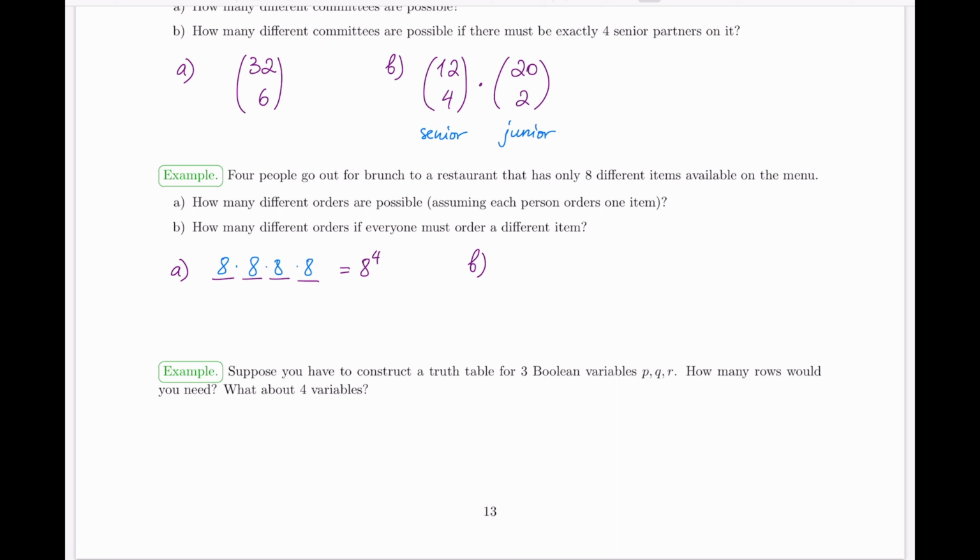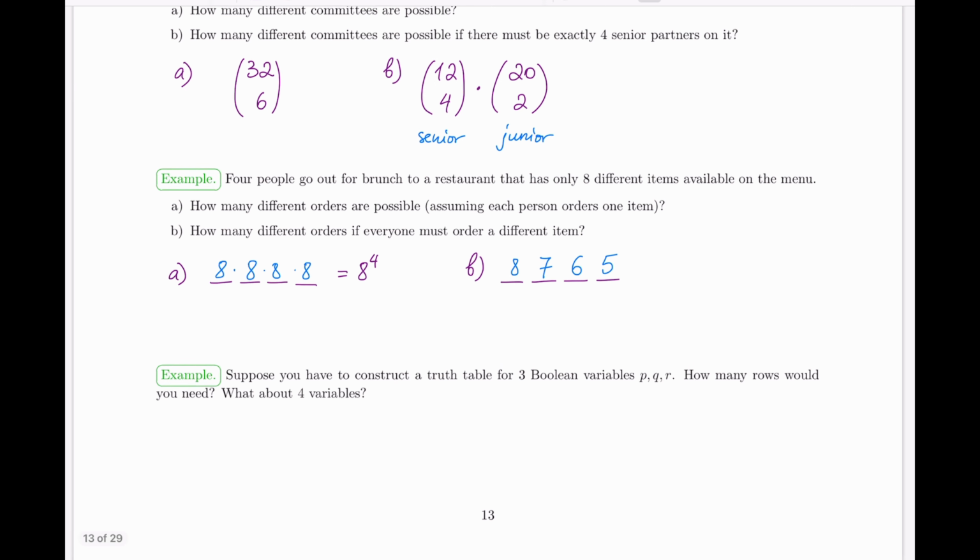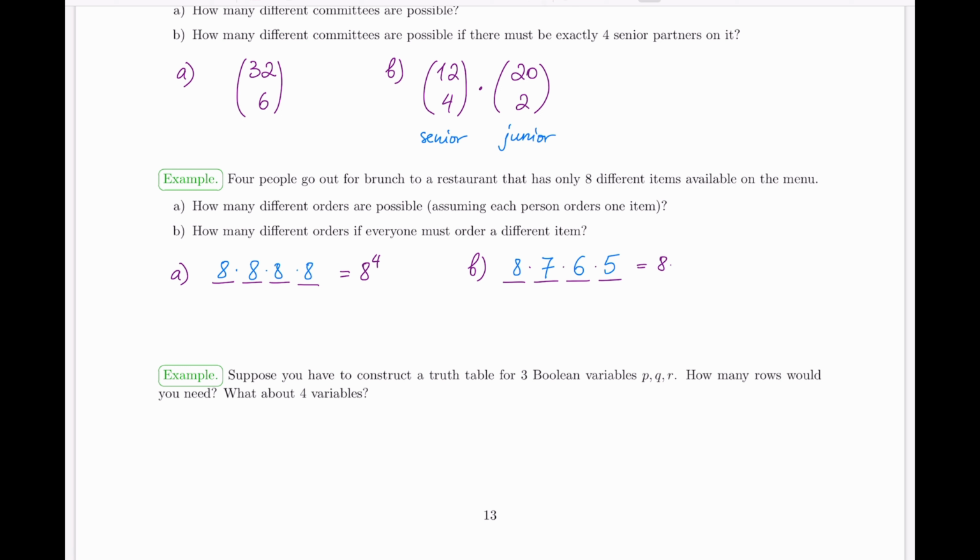What about part B? How many different orders are possible if everyone must order a different item? This we already know is going to be a slightly different setup. I have 4 people. The first person has 8 choices, but the next person doesn't have 8 choices. They cannot pick what the first person chose, so there are 7 options for the next person down. There are 6 options for the next, and finally 5 options for the last person. So I'm going to have multiplications throughout, 8 times 7 times 6 times 5. This is actually the same as the number of permutations of 8 objects taken 4 at a time.